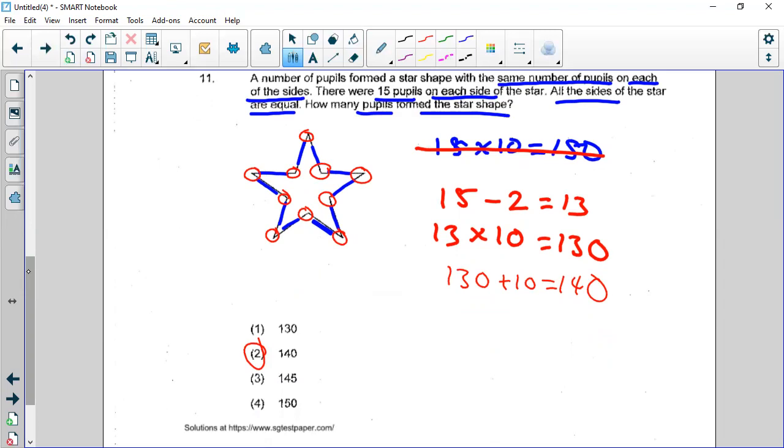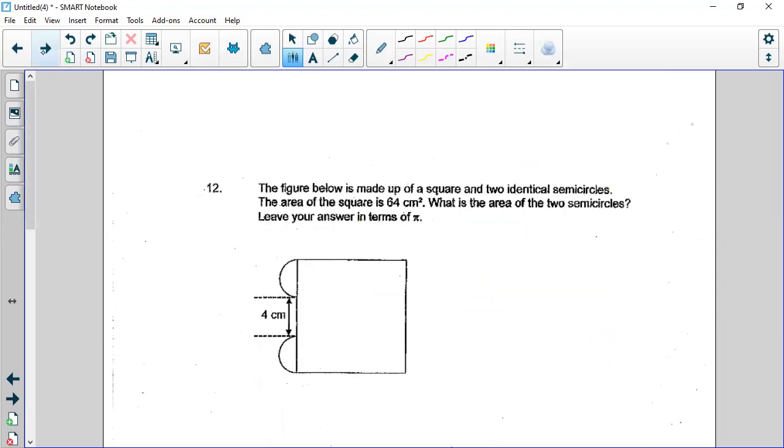All right, let's go to the next question, question 12 already. Okay, the figure is made of a square and 2 identical semicircles. The area of the square is 64 cm square. What is the area of the 2 semicircles? So you're supposed to find this only. Now your picture cannot be very clean, so you should find one side of the square, which is 8 times 8. So put numbers onto your picture. And then what's the diameter of the semicircle?